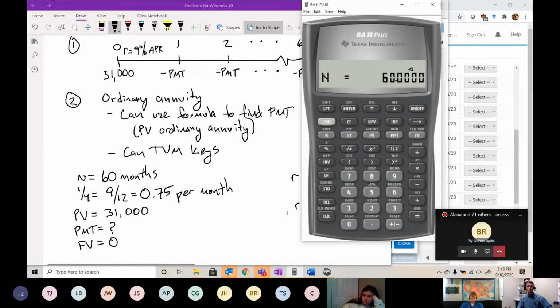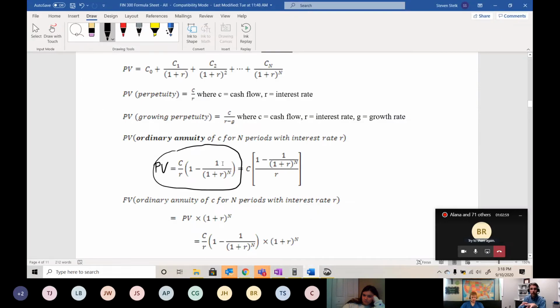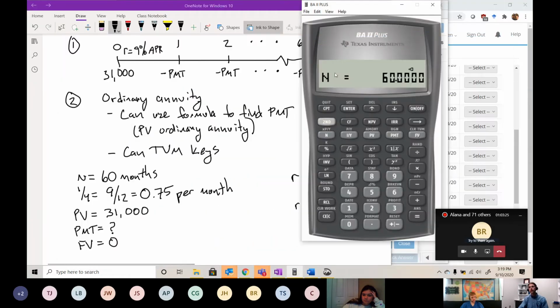Now for I over Y, this is important. We want to minimize rounding errors. If we look back at this formula, this R here is the same thing as I over Y. That is raised to the N. In this problem, N is 60. So if we make a rounding error when we're putting R into our calculator, it is going to get compounded 60 times exponentially. That's going to create a huge rounding error. So we want the number that's going on the I over Y key to be as precise as possible.